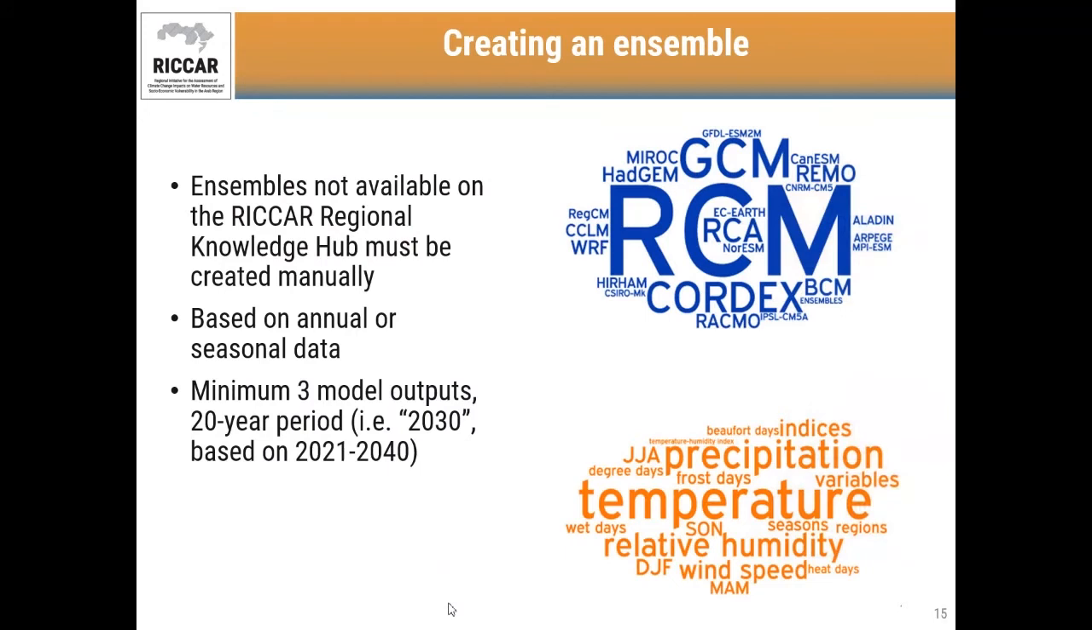So if you want to have other ensembles, you will have to create your own, which is the point of our discussion today. You may want to have a seasonal data set. You may want to have a different time period. It's becoming more common to report 2030 data based on the 2030 agenda. 2030 can be described as a 20-year period from 2021 to 2040. So we do not have those data sets readily available. We can assist, but you may want to develop your own for different reasons.